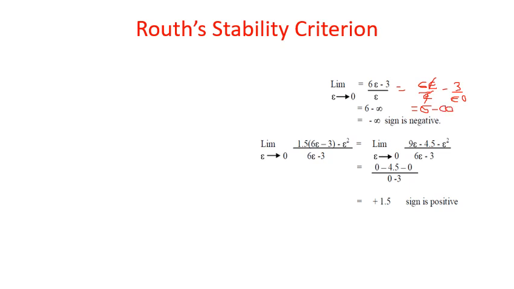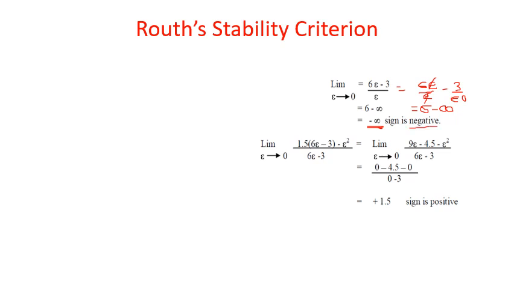So infinity is a very large value. From there if you deduct 6, it will still be a very large value itself. So what we get is the value minus infinity. Here we get a minus infinity sign, so this sign is negative.